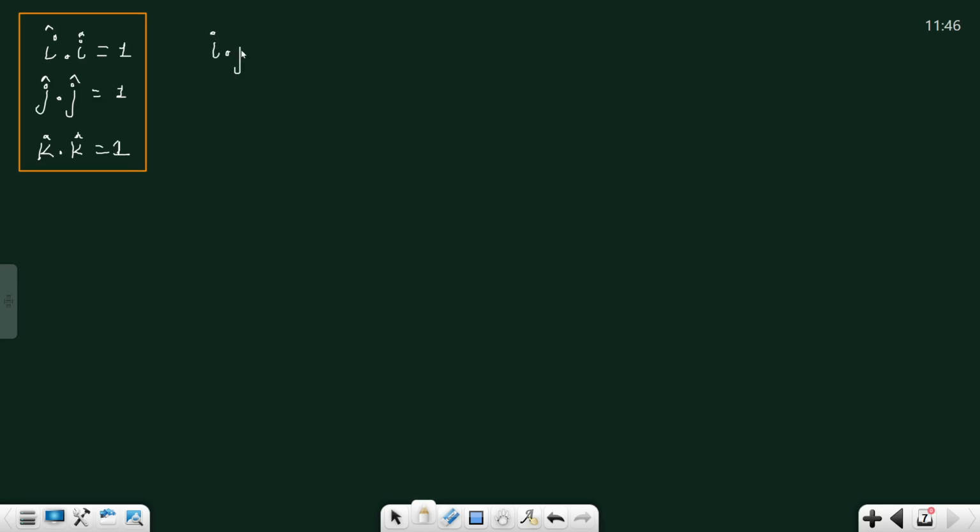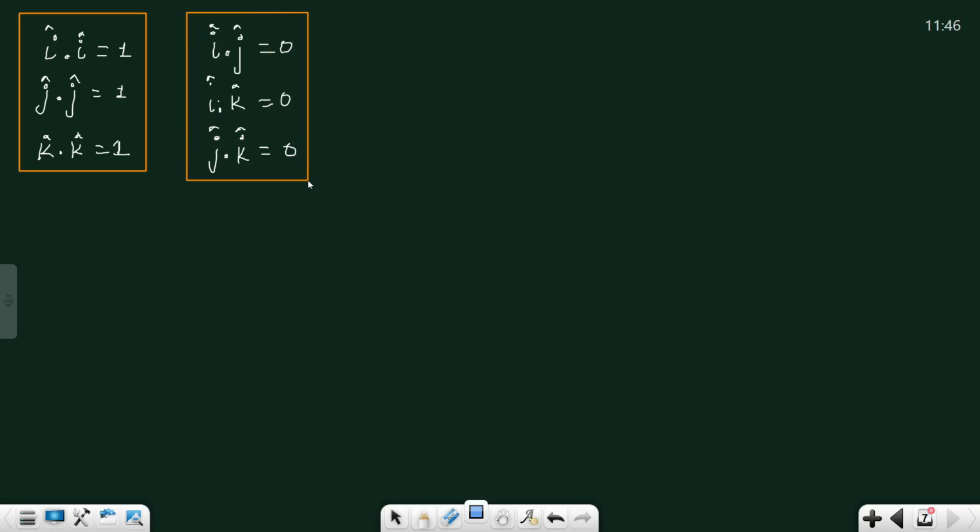i dot j is equals to 0. i dot k is also 0 and j dot k is also 0. Clear? So you don't need to calculate i dot j whenever the vector has i, j, k components. You just need to calculate the dot product of i dot i, j dot j, and k dot k.